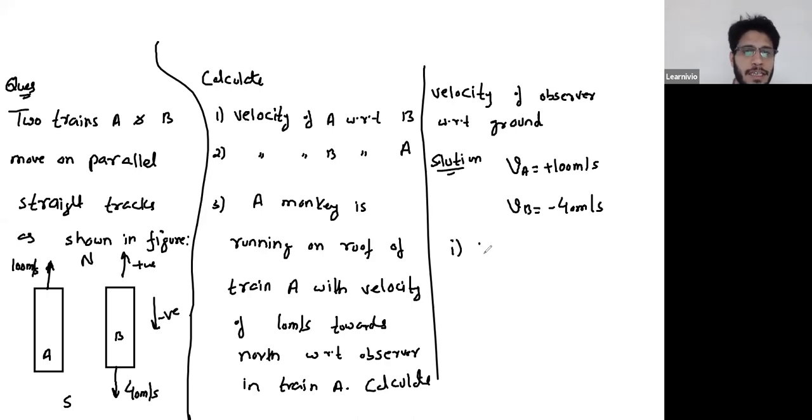For part A, he's asking you to calculate VAB. So Fatma Sharif, what's the formula of VAB? Fatma, formula of VAB. You're not audible, bache. VA minus VB. Yes, Fatma, now you're audible. So what is VAB? Fatma, you can just type your answer in chat group.